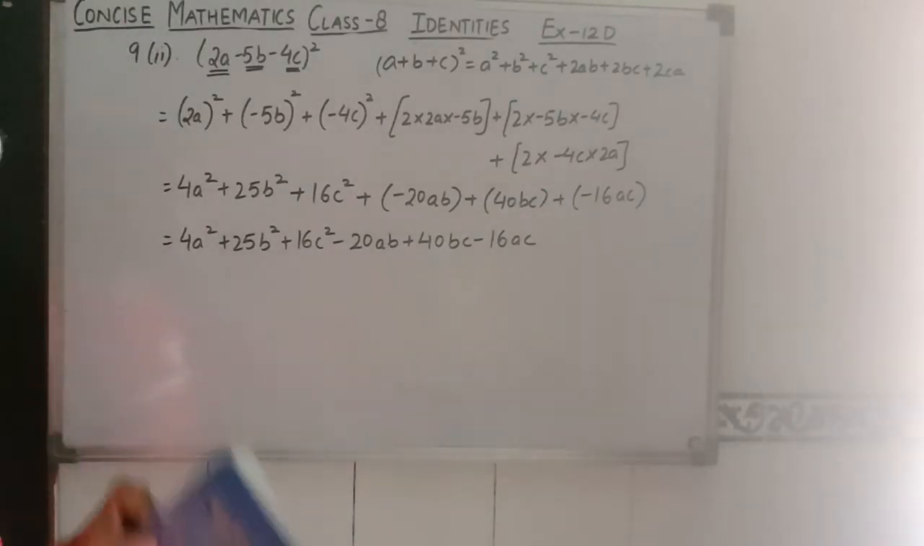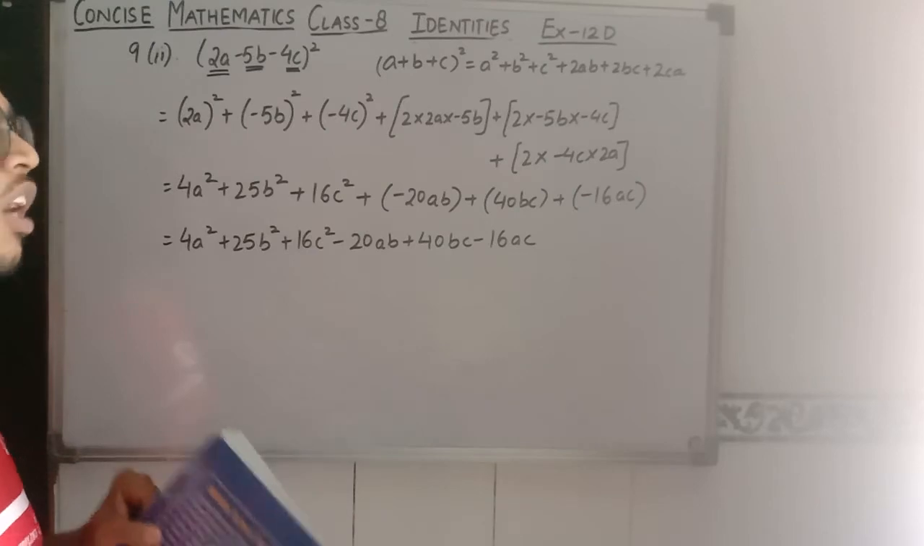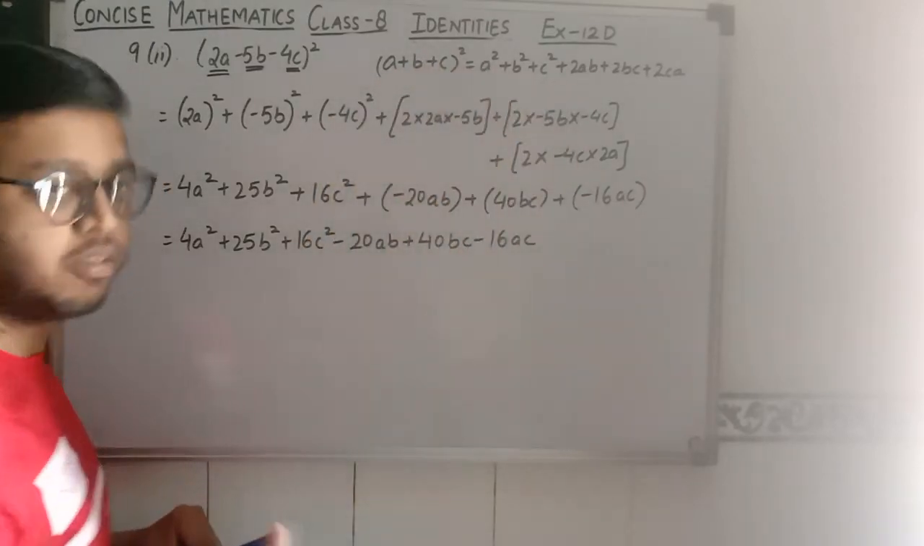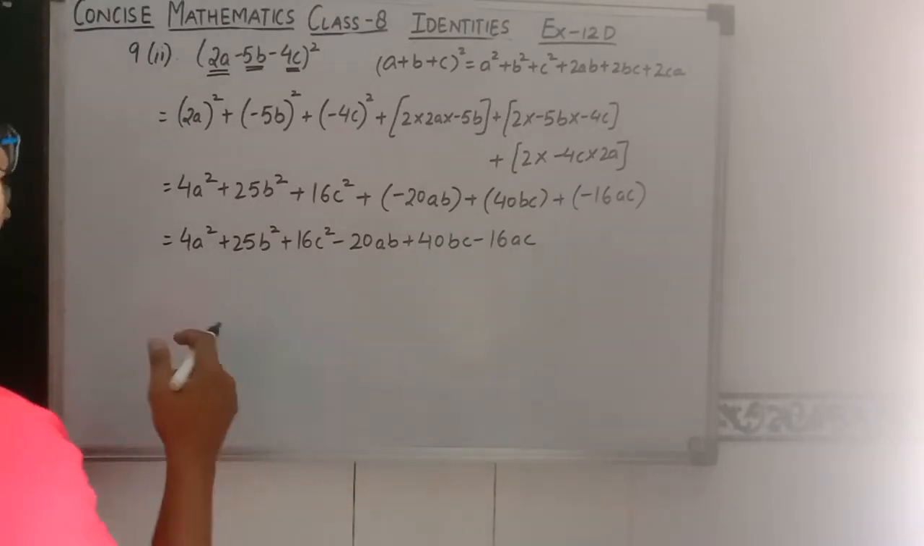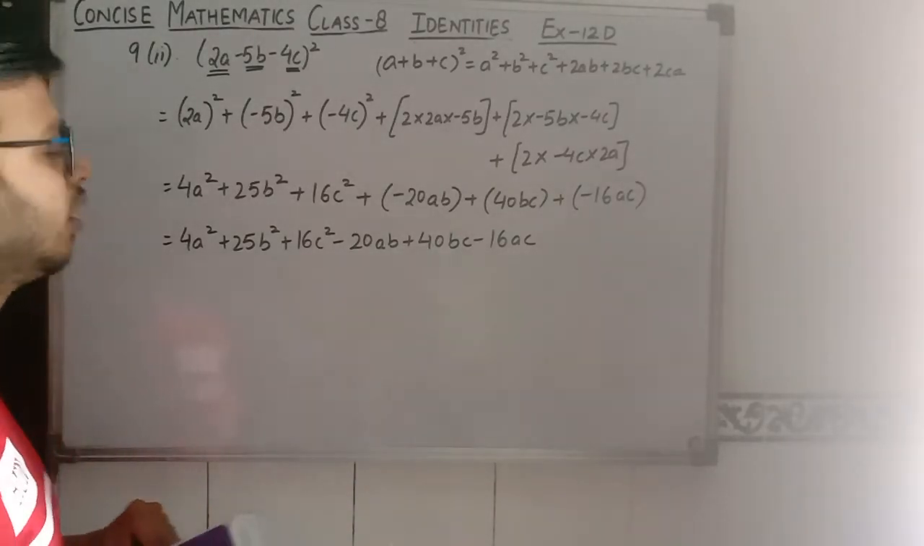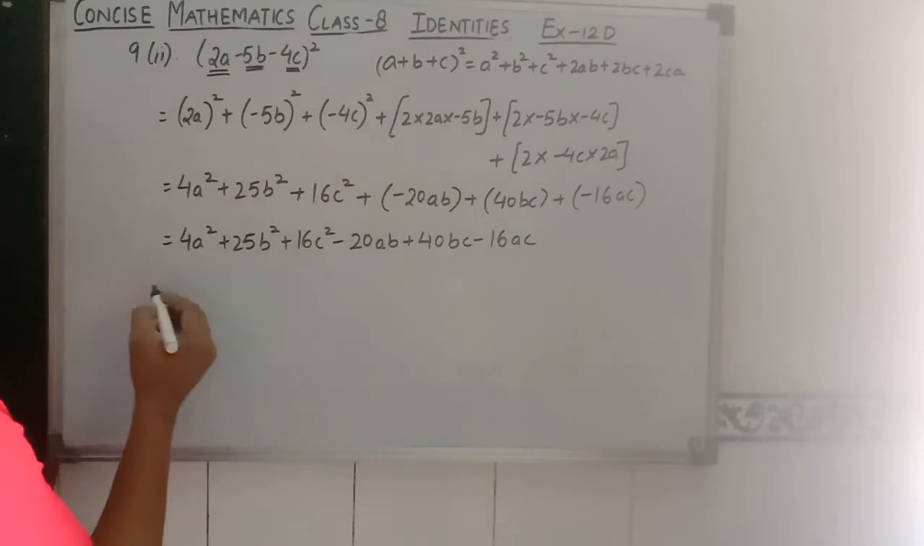So in such questions, when there is a trinomial whole square, you have to compare it first with the identity, and then you have to change the sign of the necessary terms. Then you have to open the brackets.